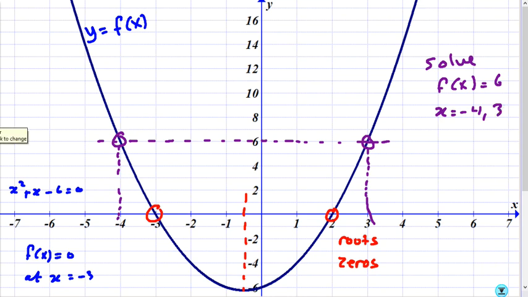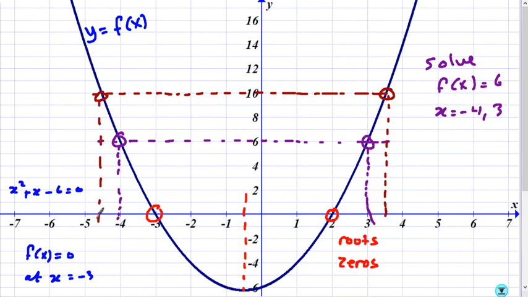Let's take one more. Let's say we want to solve f of x equals 10. That's where the function equals 10, and we have to drop a perpendicular. And obviously, we will have to estimate our answer. So the advantage of the graphical method of solution is that the graph is very easy to use, but in most cases, you will have to approximate your solution. Obviously, we're somewhere around 3.5, something like negative 4.5, but we can never be exact.